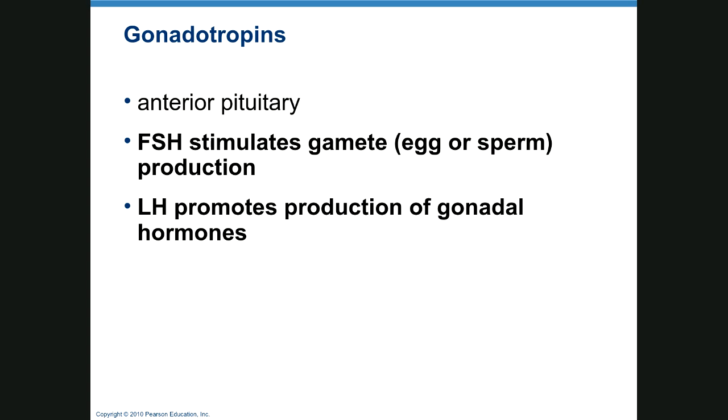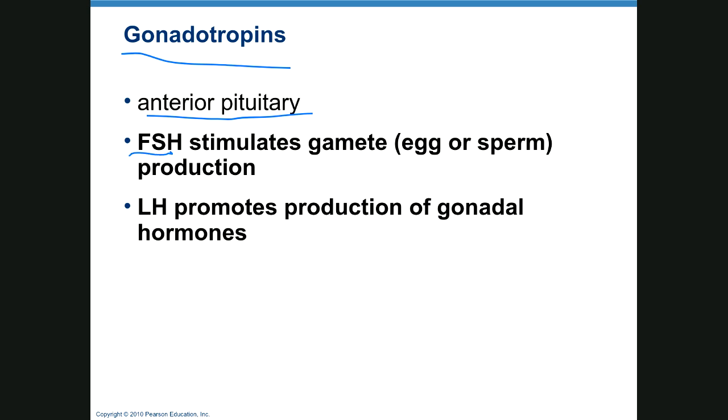Gonadotropins, also from the anterior pituitary. Now, these are named for the female because they didn't know the males made these hormones when the research was originally done, and then they figured it out later. So eggs develop in a follicle, so the gamete growth and production is caused by follicle stimulating hormone.